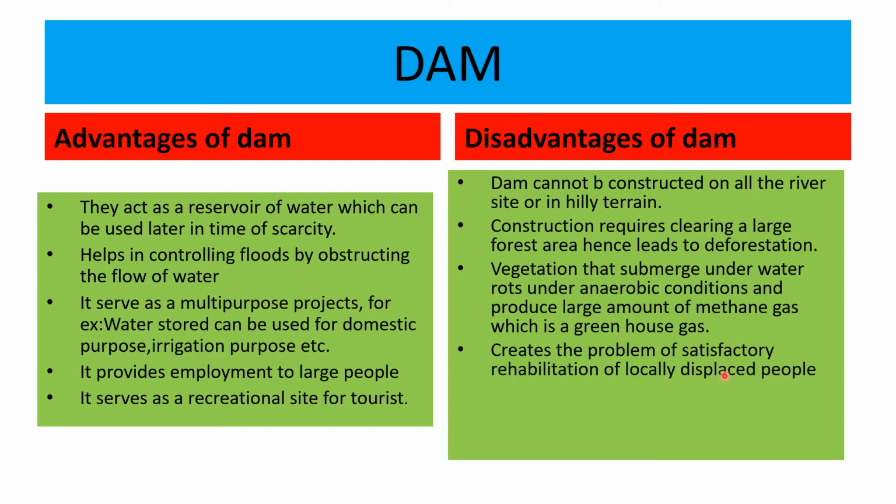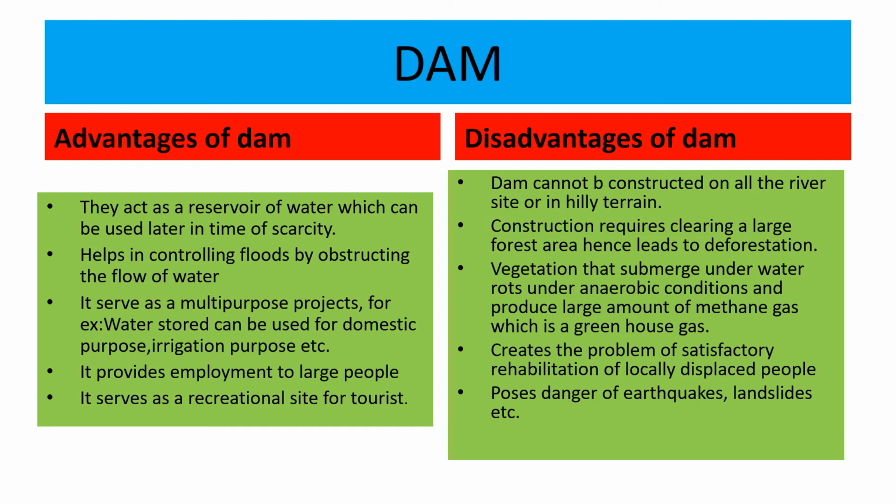Then it creates the problem of displacement of people. So local people jitne bhi honge, you have to rehabilitate them, which is a real big problem again. So the problem of satisfactory rehabilitation of the local displaced people is again another disadvantage. Then sometimes because of the dams, that particular area or terrain is very much exposed to earthquakes and landslides, etc. These disadvantages you have to learn nicely.